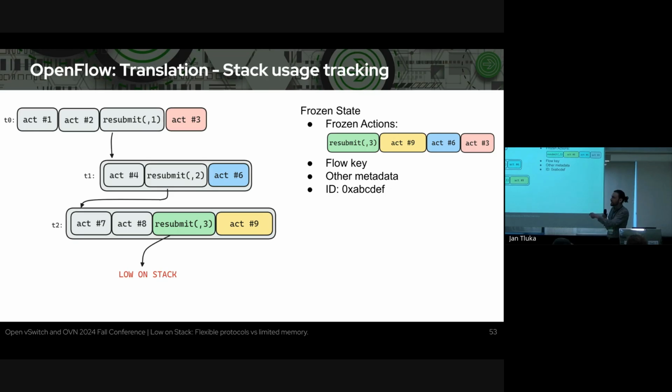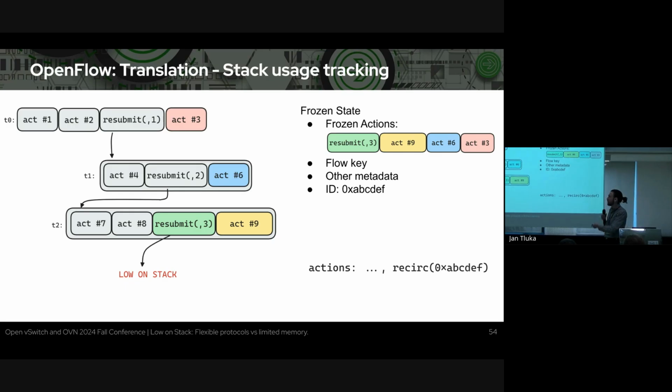We save all the actions that are supposed to be executed after resubmit. So resubmit itself, action 9, action 6, and action 3, which are not yet executed. We can store them, we can store the flow key and some other metadata, and we can assign an ID. And this ID is our recirculation ID, which you're probably familiar with.